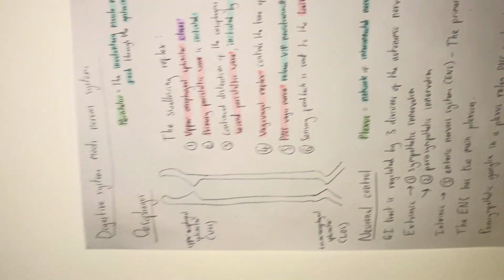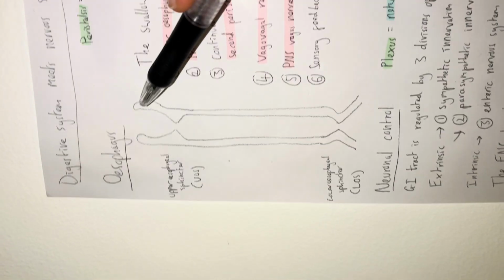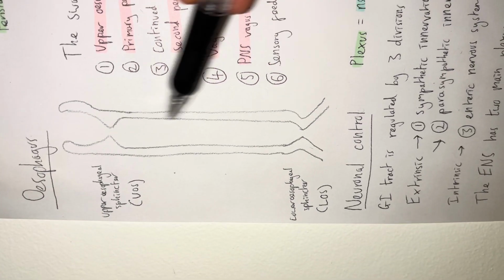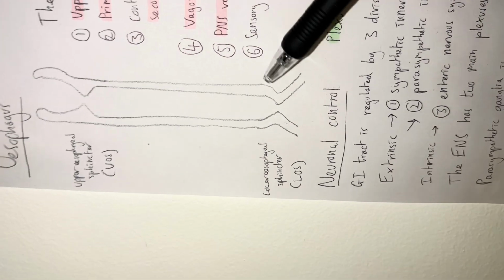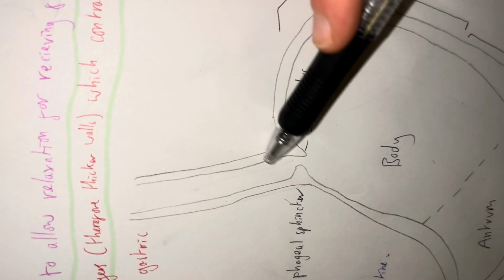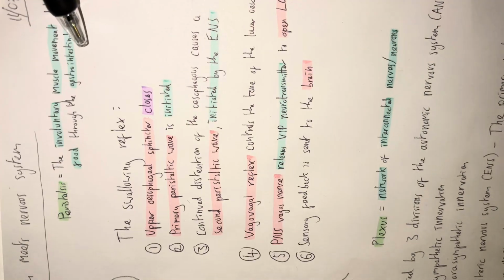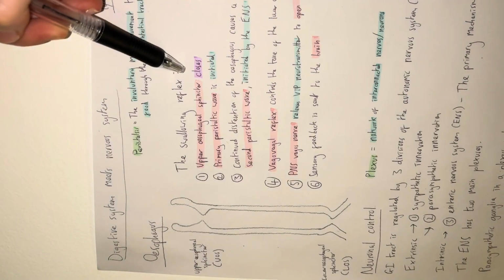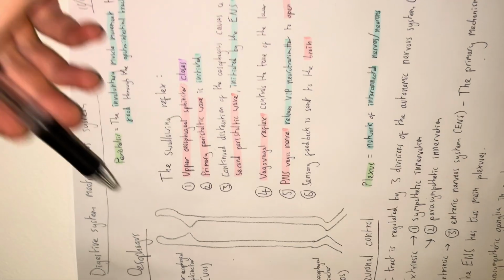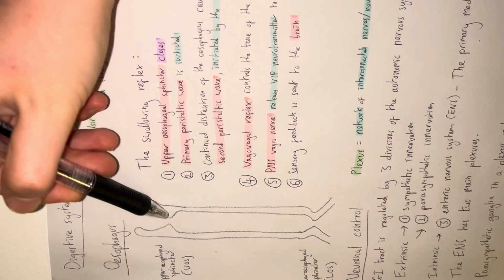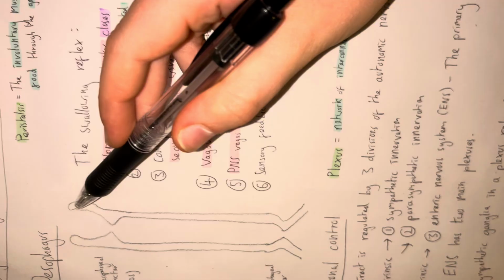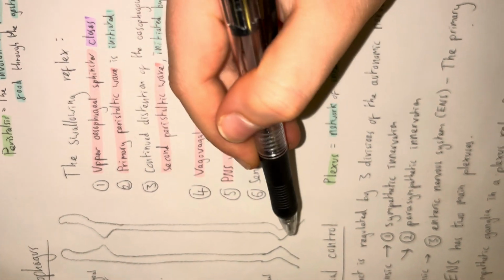So as we can see here, we've got a diagram of the esophagus. Here we have the upper esophageal sphincter, and then here we have the main bit of the esophagus, and then we have the lower esophageal sphincter, and then that leads into the stomach here. So we have the swallowing reflex. The first part of the reflex is the upper esophageal sphincter closing. So that just fully shuts off here, and then this causes the primary peristaltic wave. So that is the first wave of contractions down the esophagus.